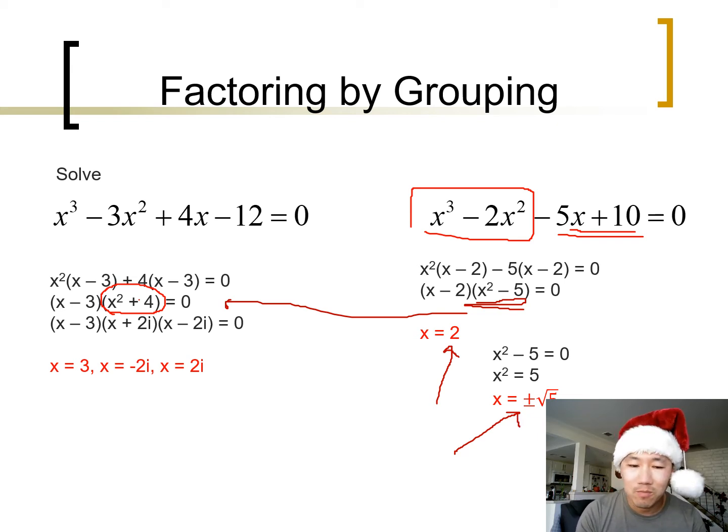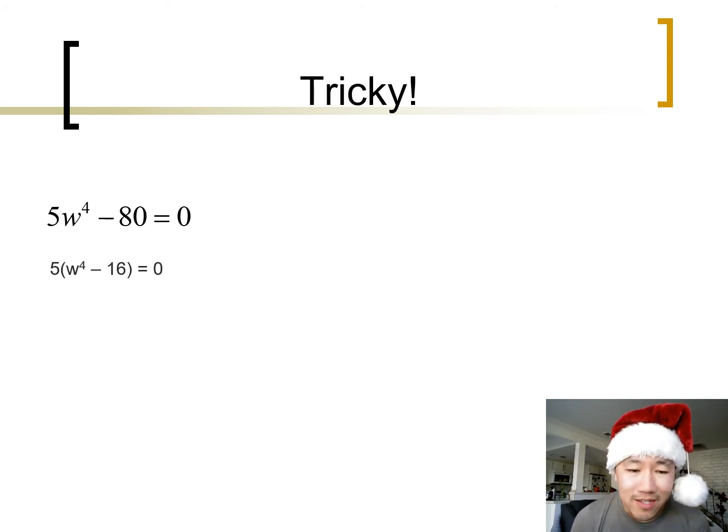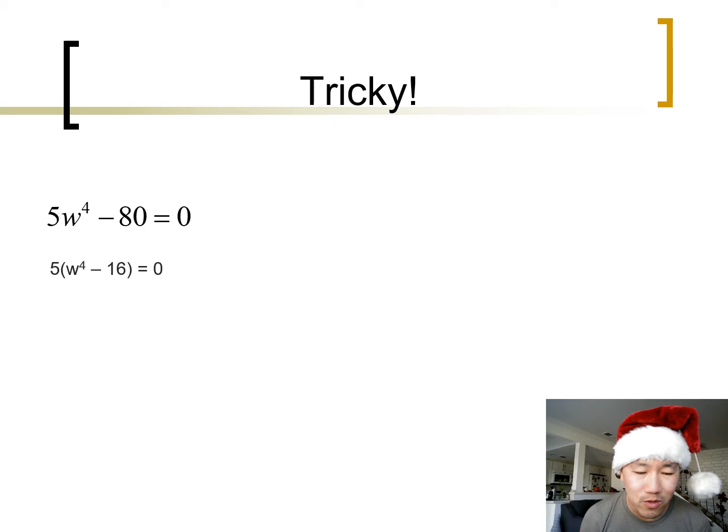All right, let's move on. This says tricky. Let's see why it's tricky. How do we factor this? What can we pull out? I think the only thing we can pull out is a 5. So I pulled out a 5, and then I have w to the 4th minus 16. All right, so from here, we're supposed to come up with 4 answers. So let's see if we can.